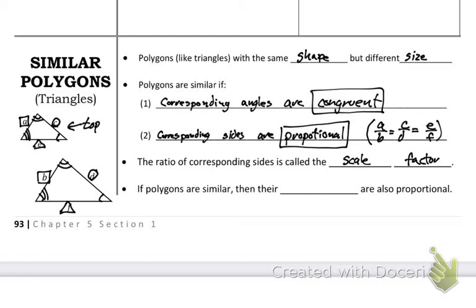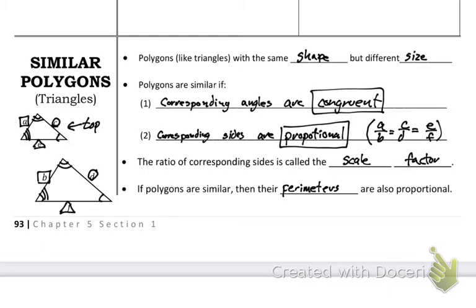Well, if polygons are similar, now this is kind of a weird thing, then their perimeters are also proportional. Their perimeters, I think I spelled that wrong. Yeah, it should be perimeters. That is one of my bad areas. All right, our perimeters are also proportional.